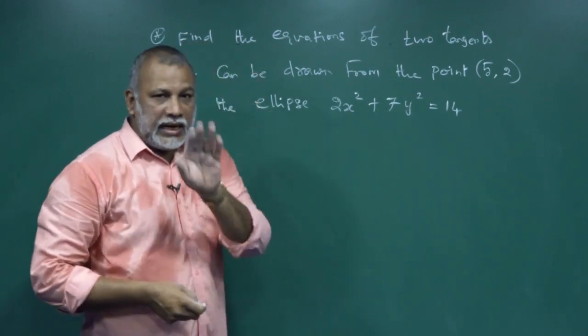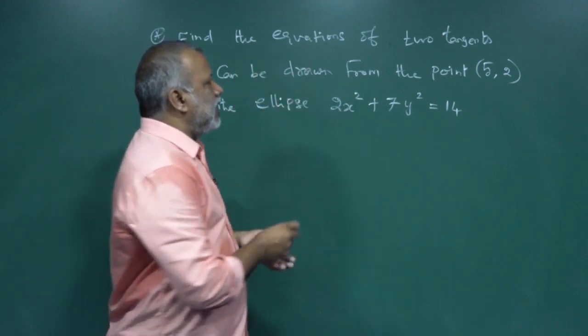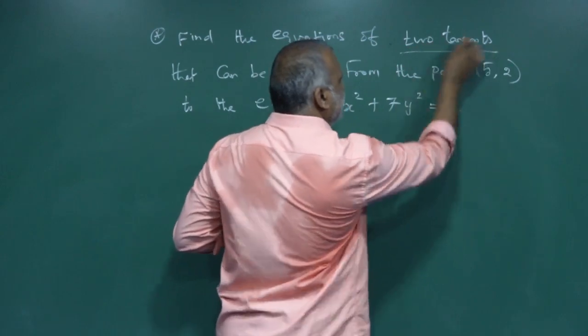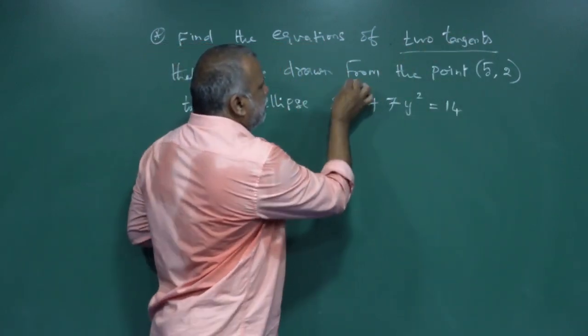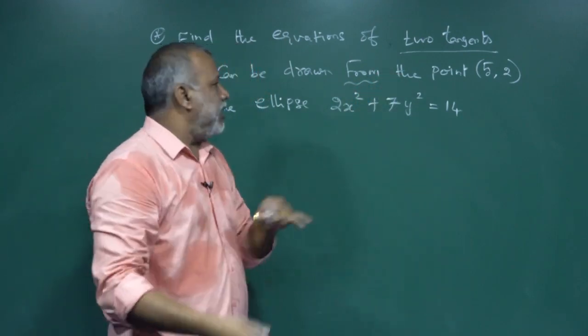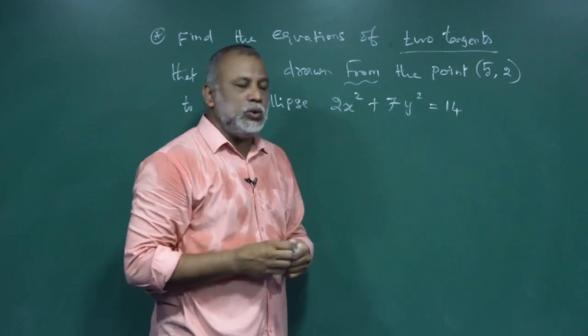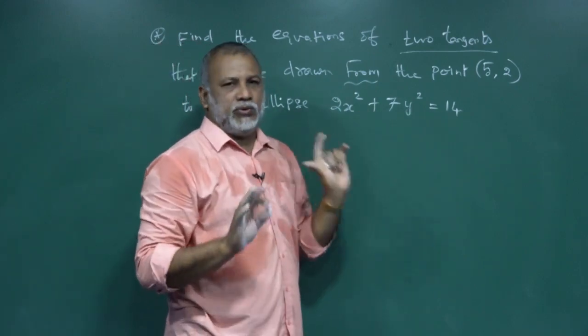Read the question, understand what we are going to discuss. Find the equations of two tangents. This is an important word, two tangents, that can be drawn from. What is the meaning of from? That point should be outside. Therefore, from the point 5 comma 2 to the ellipse 2x squared plus 7y squared equal to 14.